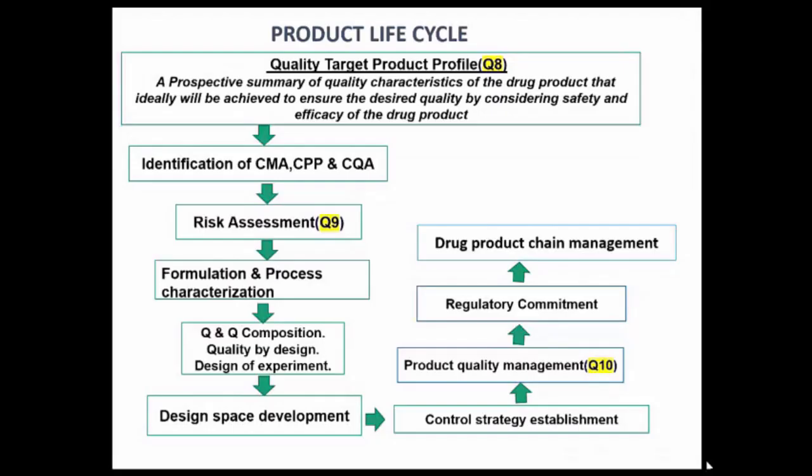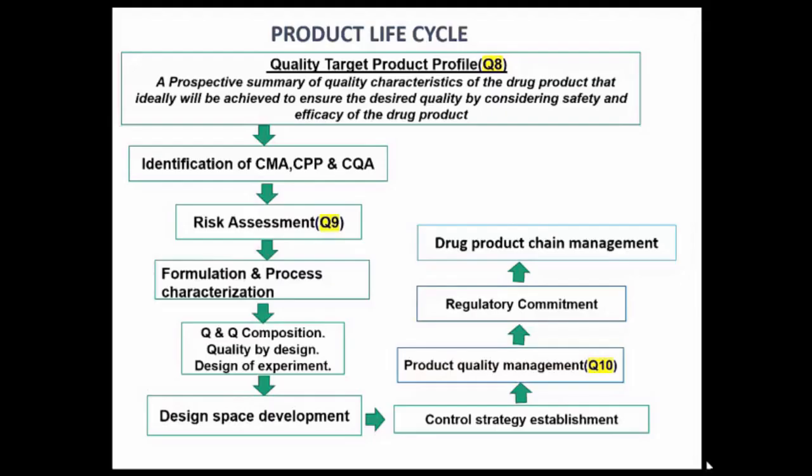It's a prospective summary of quality characteristics of the drug product that ideally will be achieved to ensure the desired quality by considering safety and efficacy of the product. That means you have chosen a product. I'm talking about generic formulation, ANDA. Your quality attributes must be the same as the innovator in terms of efficacy and safety.